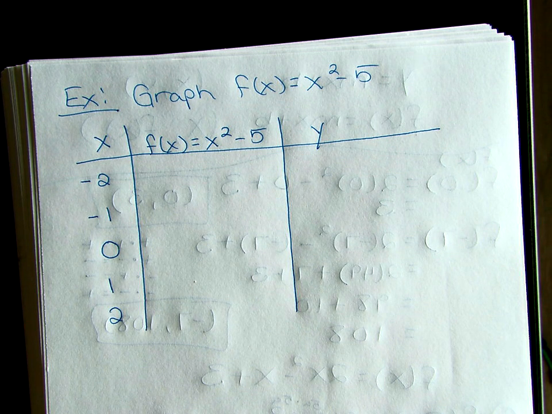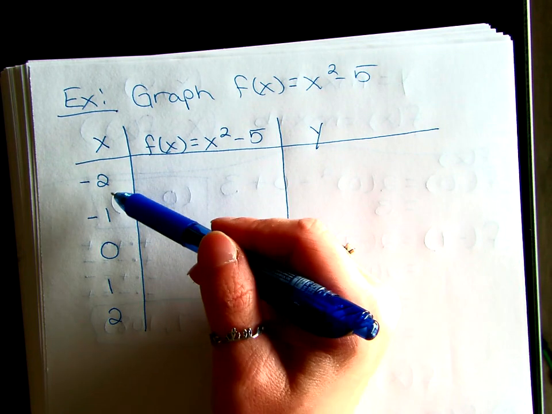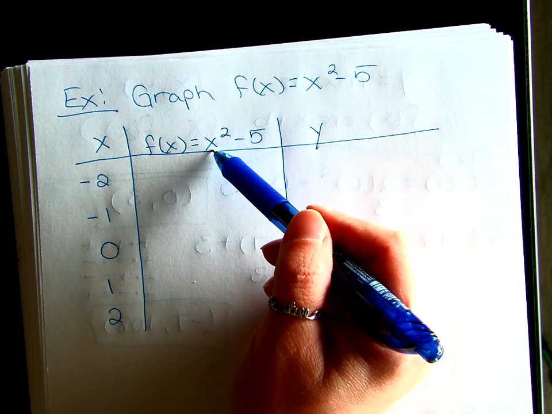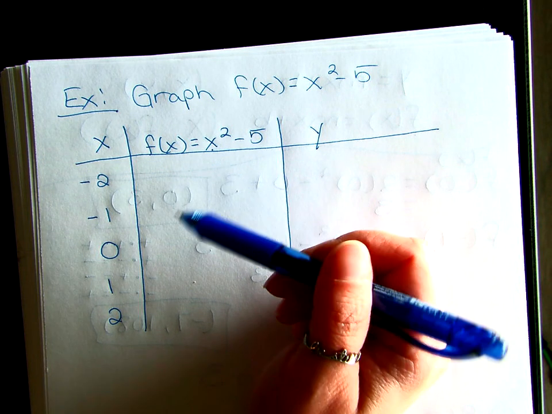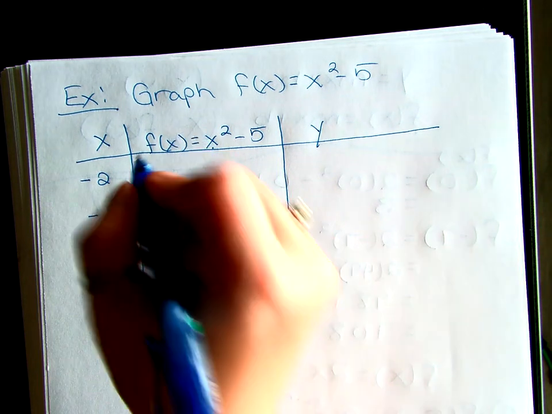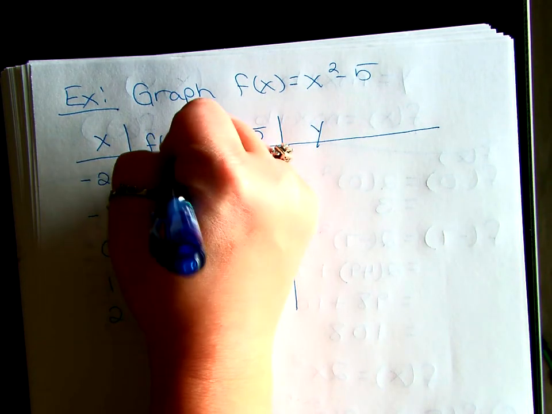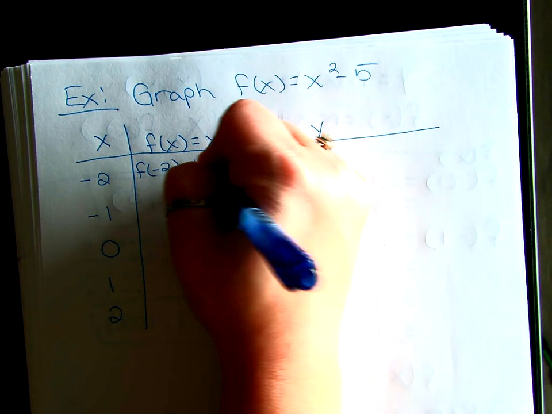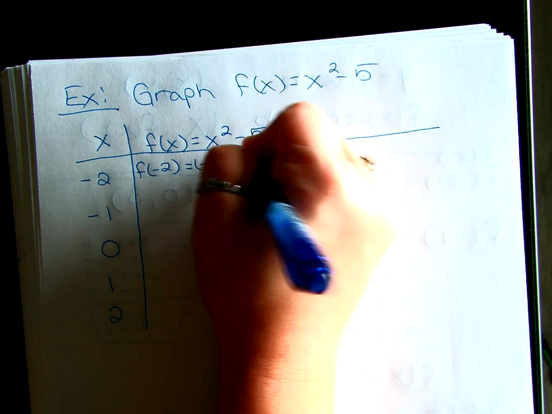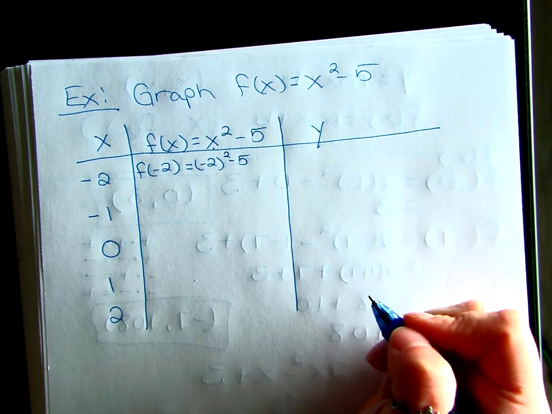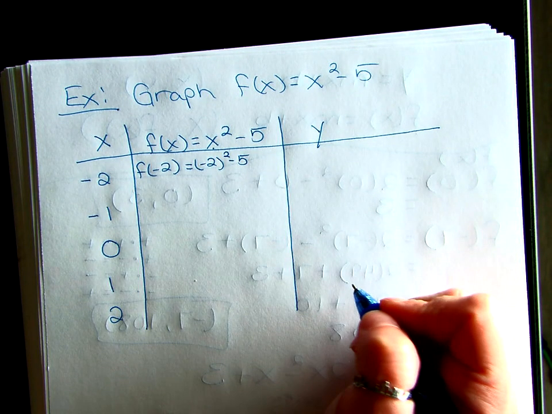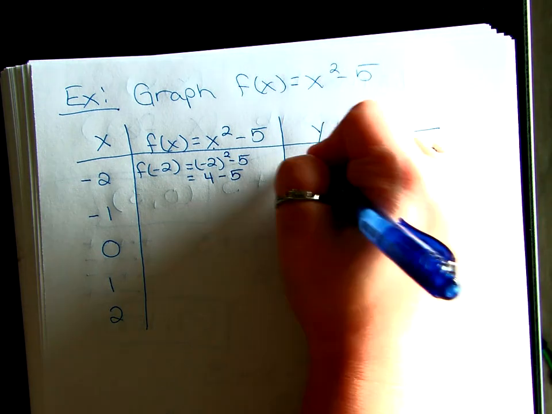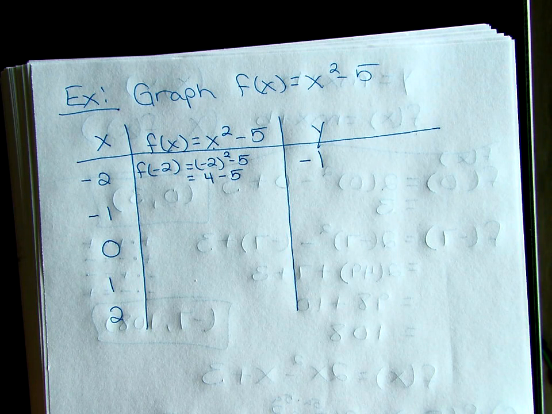Now, if we are plugging these x values into our function, then we are doing exactly what we were just doing on the previous problems. I'm going to find f of negative 2, which means anywhere that there's an x, I'm going to plug in a negative 2. And I'm going to solve and see what I get. Negative 2 squared is 4. 4 minus 5 gives me a negative 1 for my output, for my range, or my y value.